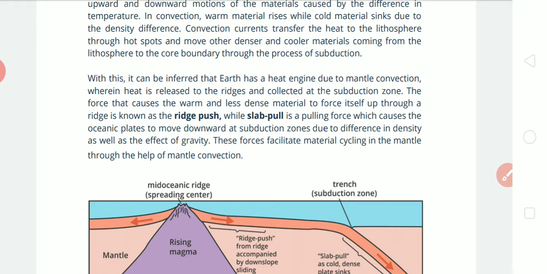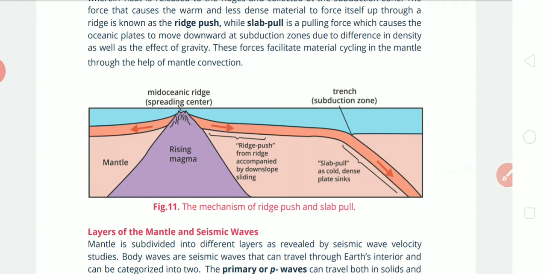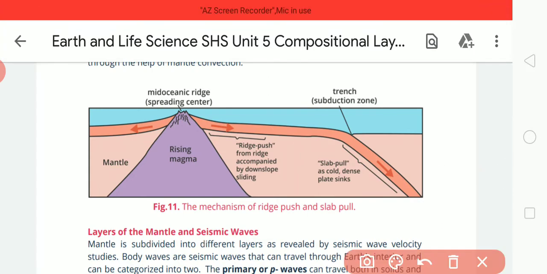So, morag na siya interchange, or there is an interchange of movements between the warmer materials, the colder materials, the lighter materials, and also the denser materials. So, let us consider this diagram here. So, when we're talking about ridge push, since it is a force that pushes the warm and light materials to go upward, so ang mahitabo dira is a mid-ocean ridge.